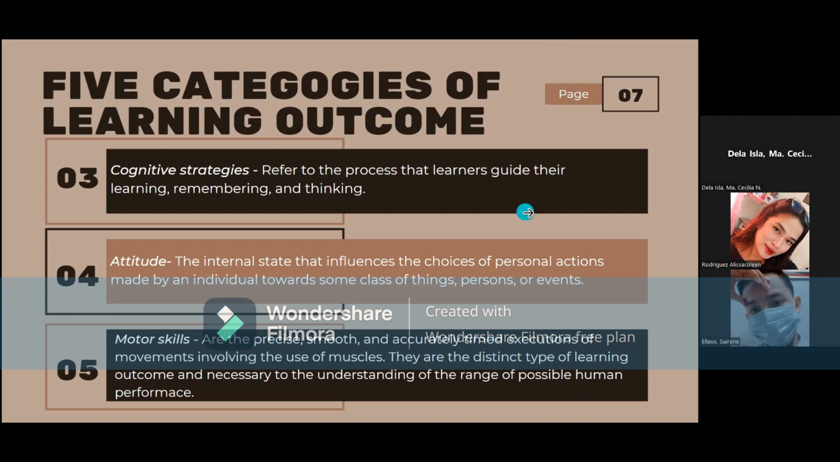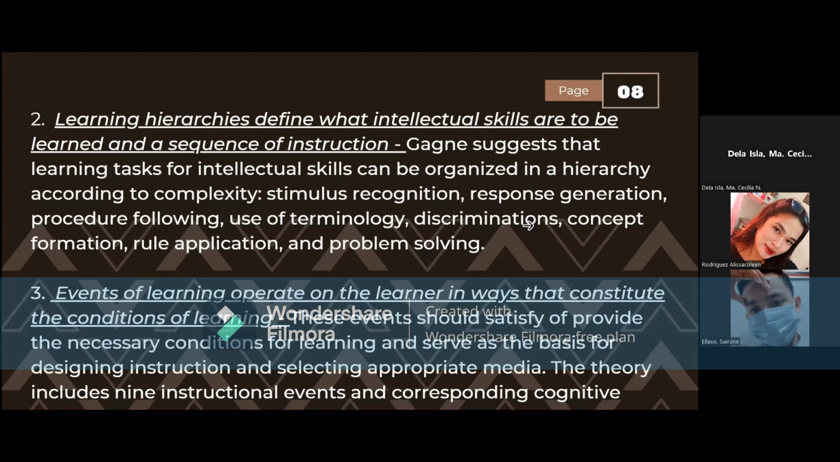So let's proceed on the number 2. Learning hierarchies define what intellectual skills are to be learned and a sequence of instruction. So let me first define what intellectual skills. So when we refer to learning hierarchies, it means that it refers to the process or a sequence or step of the lessons na dapat itackle so that maabot yung tinatawag na intellectual skills. Ito namang intellectual skills refers to the ability academically.